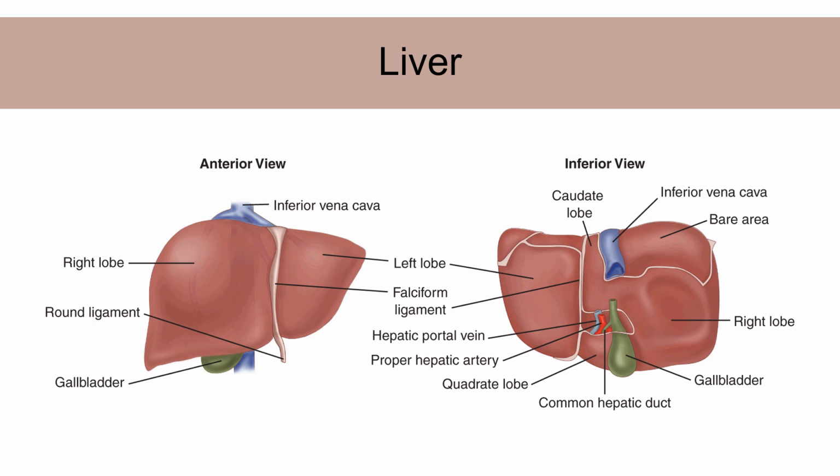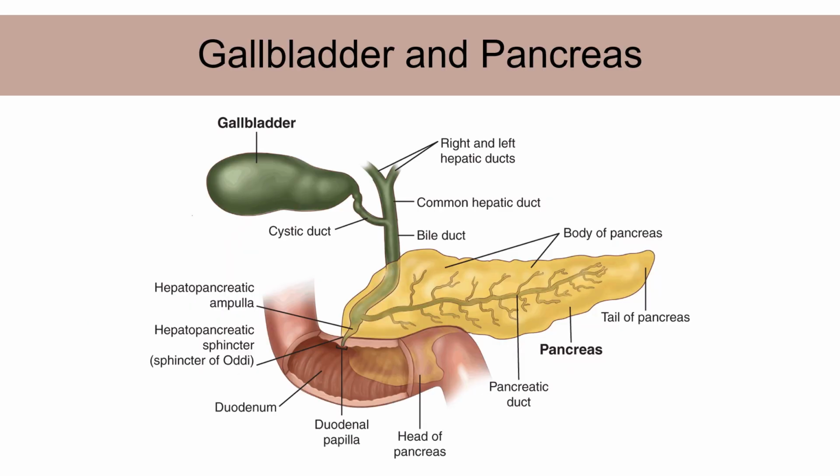Next is the liver. So this is one of our accessory organs, and we will be talking about the liver in depth in a different chapter. Here is a picture of our gallbladder and pancreas. Again, we're going to talk about this in depth in its own chapter.